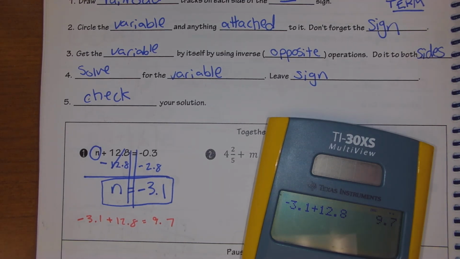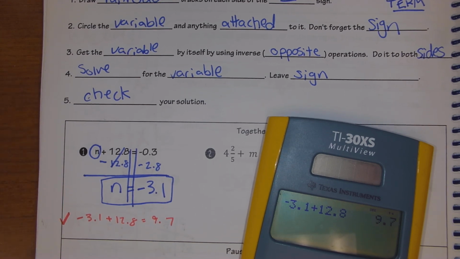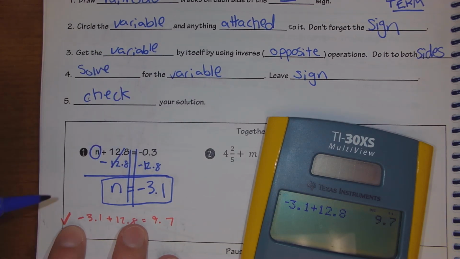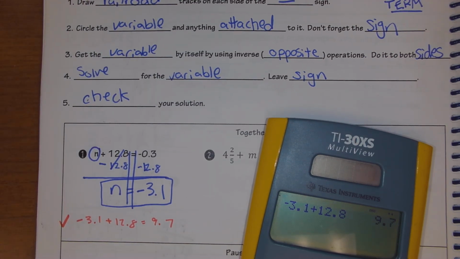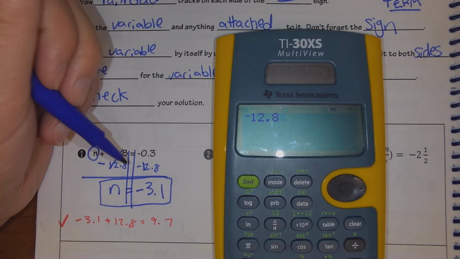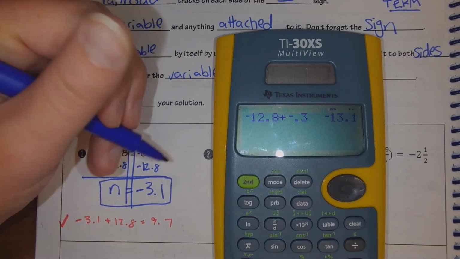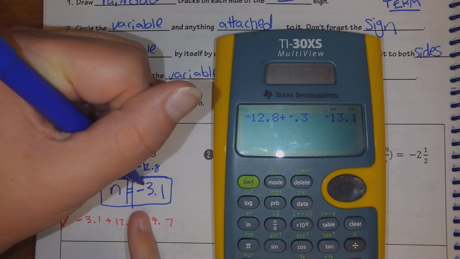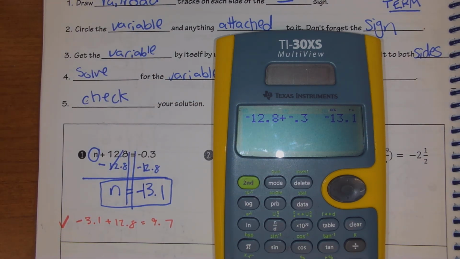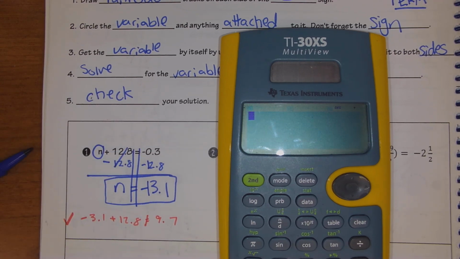Oh, so that means I did something wrong. That's why we check solutions. What did I do wrong? Okay, this was a 12.8. Okay, so it's negative 12.8 plus negative 0.3. So this should have been 13.1. That makes so much more sense. I was just going too fast. Okay, so that's why we check solutions, because I can say those don't equal each other.